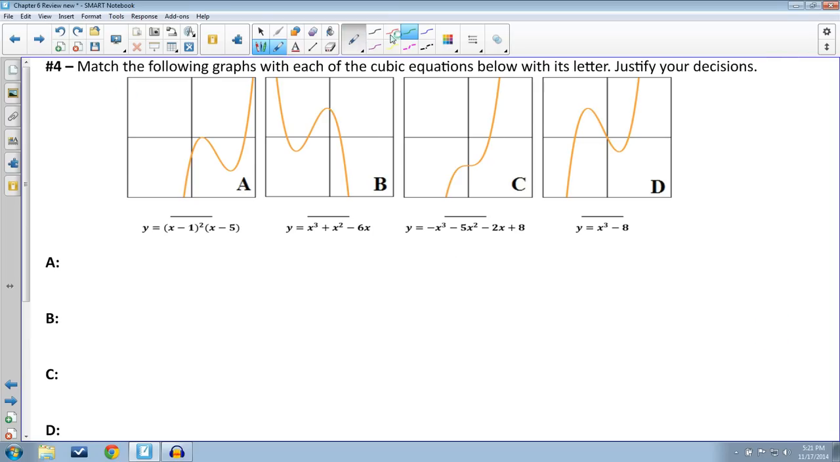Okay, number 4. Match the following graphs with each of the cubic equations below with its letter. Justify your decision. So we have equations. We want to say, oh, is this letter A, B, C, or D, etc. So let's go ahead and justify these here. Let's take a look at this equation and say, what should the graph look like if we have this?